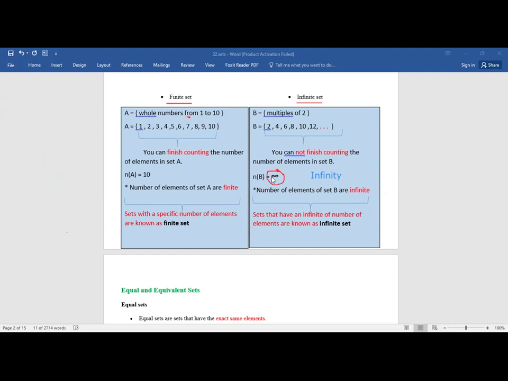The number of elements of B equals infinity, right? You cannot finish counting. So we can say the number of elements of set B is infinite, because you cannot finish counting. Okay. So I will stop sharing.